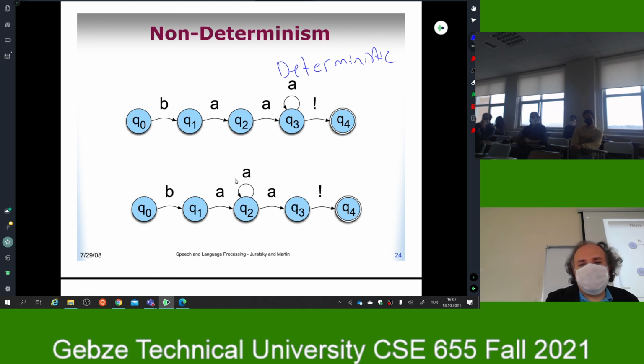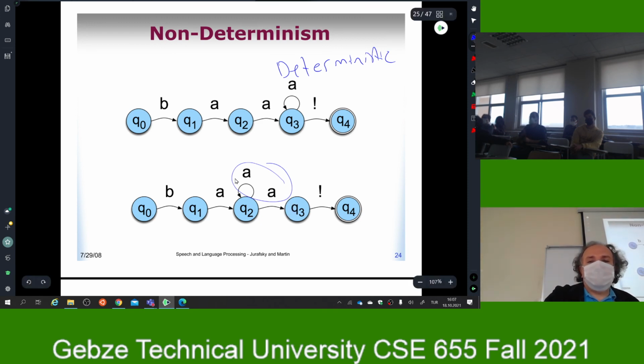So the problem here is this. When I get this A, am I going to stay at Q2 or am I going to go to Q3? And sometimes if I follow this Q3, I don't see this question mark, I have to come back and follow the other route. So there is a trial here. In this case, there is no trial. This is easy to execute. This is not that easy to execute. This is good for humans to write stuff.